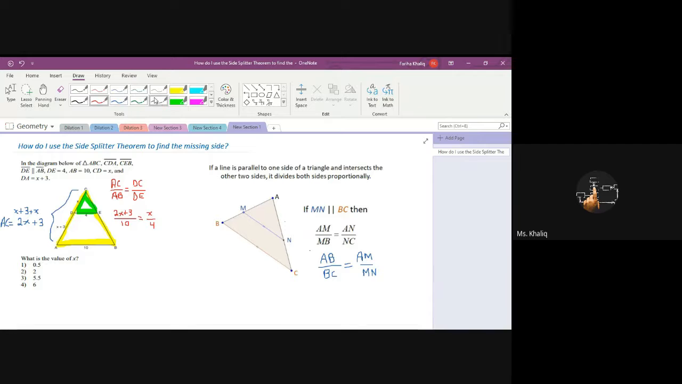And what we are going to do now is just cross multiply. So this gets multiplied with this, and this gets multiplied with the 4. Okay, so that would give us 2x plus 3 multiplied by 4 equals 10 times x, which is 10x.